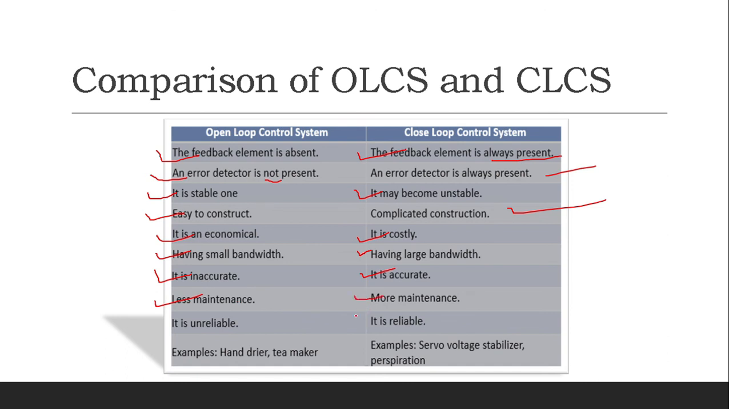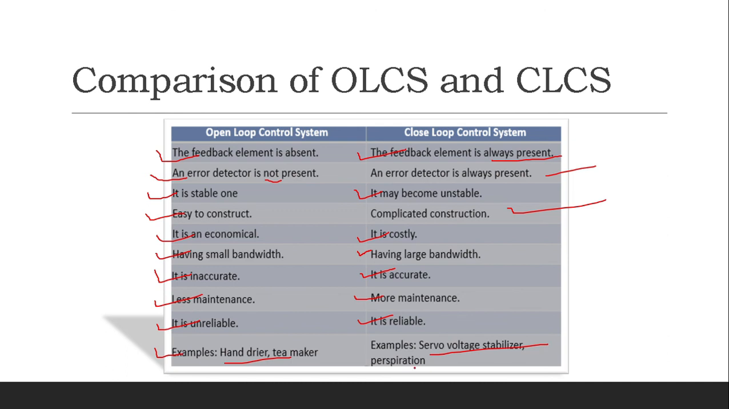A closed loop control system requires more maintenance due to the larger number of equipment and its complexity. Obviously the more reliable system will be the closed loop control system. These are some of the examples of open loop control systems and closed loop control systems that we have discussed.